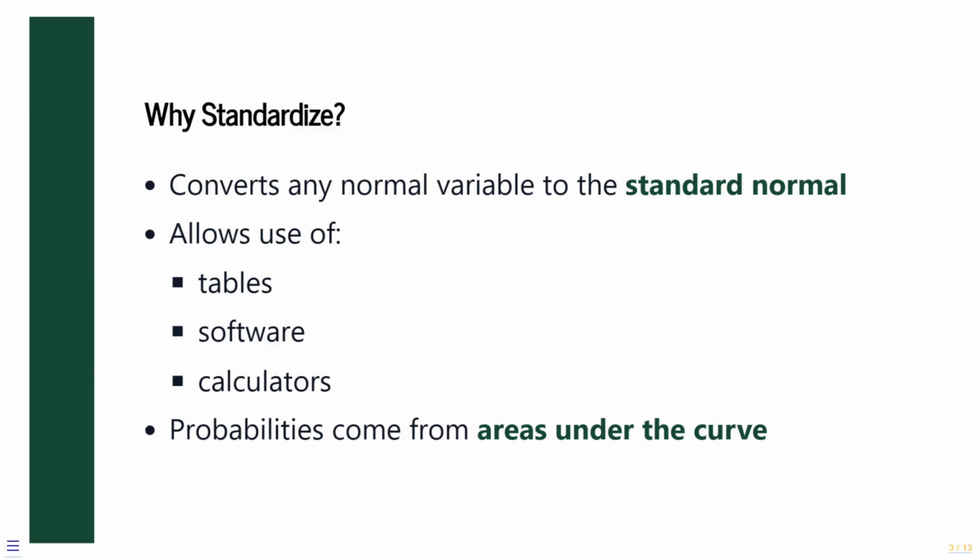Why do we standardize in the first place? The main reason is convenience and consistency. By converting to the standard normal distribution, we can use pre-computed tables, statistical software, or calculators to find probabilities quickly. Another important point is that for continuous distributions like the normal, we always compute probabilities over intervals rather than at exact points. The area under the curve represents probability, so standardization simply helps us locate the correct area more easily.